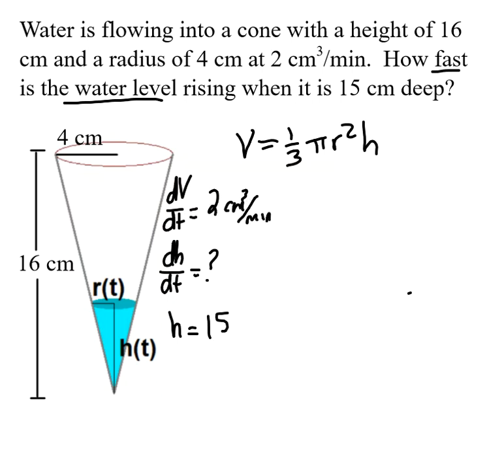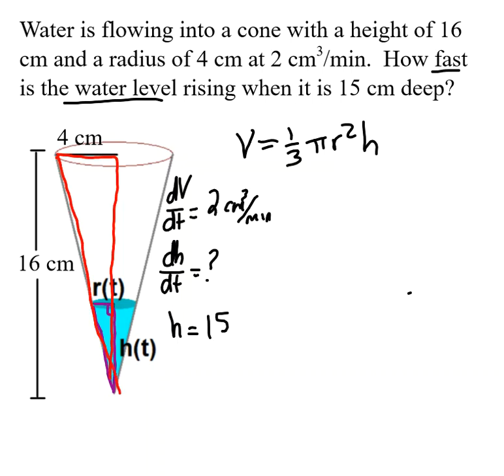So, right off the bat, when I make this list of my information, you notice there is no dr/dt. Well, how are we going to deal with that? We could actually use similar triangles. So here I have one triangle that has r and h, and then I have another triangle here, and they're similar by angle.